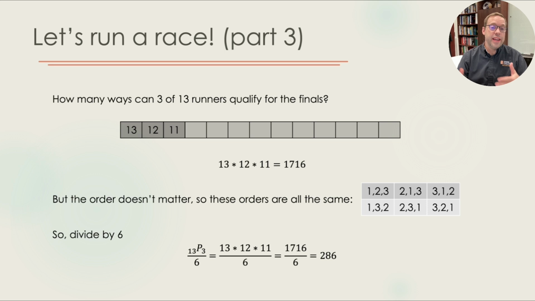So bottom line, if we have 13 runners and all we care about are the first 3 winners, there are 286 different ways that those 13 runners can qualify for the finals.